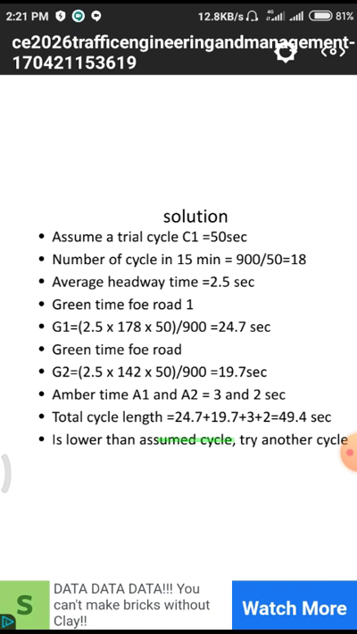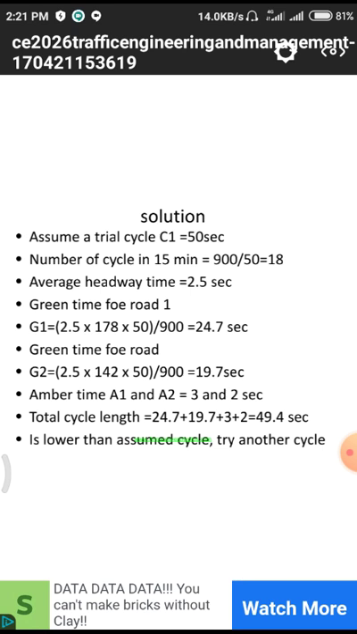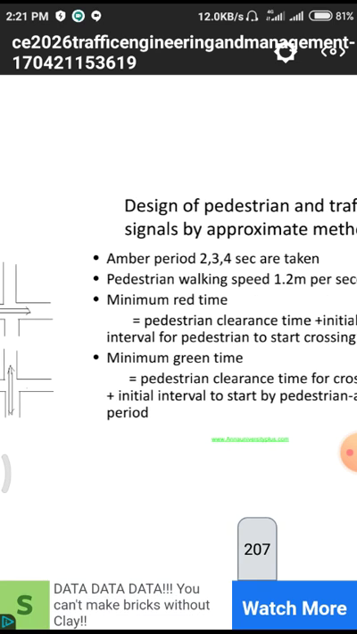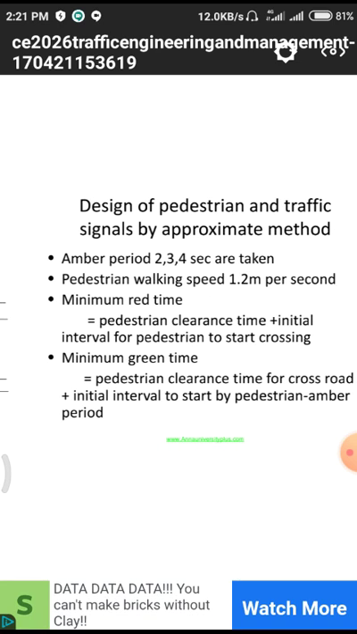After that we have to add all those things and check with this cycle period, whether it is sufficient or not. Assuming a trial cycle of 50 seconds, we have 49.4 seconds. So we need to observe whether the cycle period is sufficient or more than what we got. Using these three cycles, we have got some knowledge on what a cycle is.